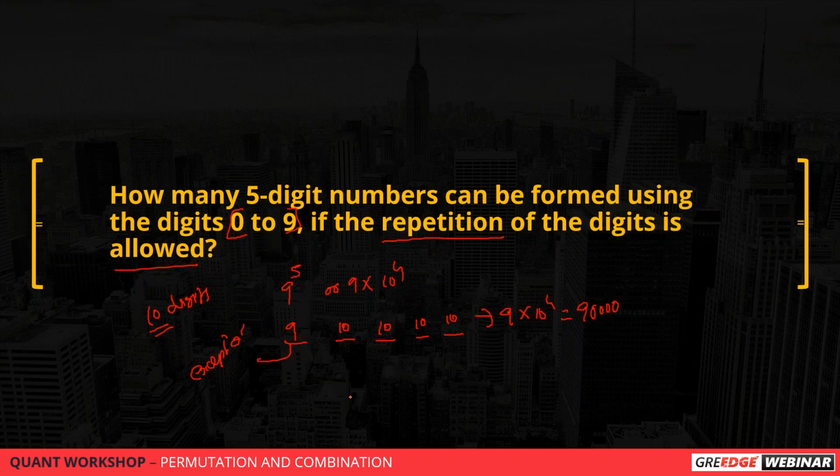Yeah. Now, in this case, if the repetition is not allowed, then what will happen? First, remain the same, 9. What will happen to the second? Will that be 10 or will it be 8? How many ways can we fill the second one? Yeah, you need to be careful. Here, is it 8 or 9?